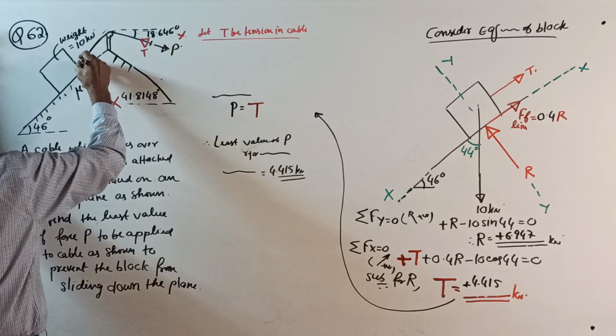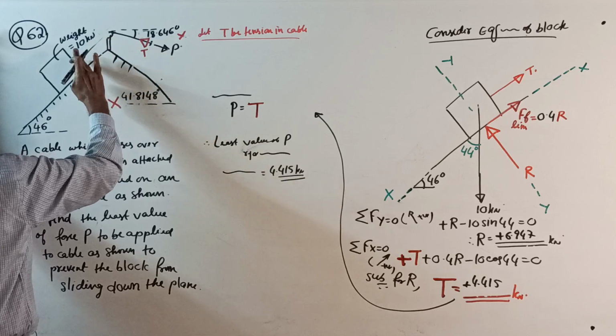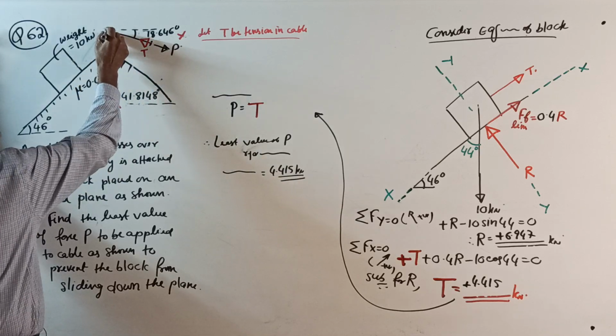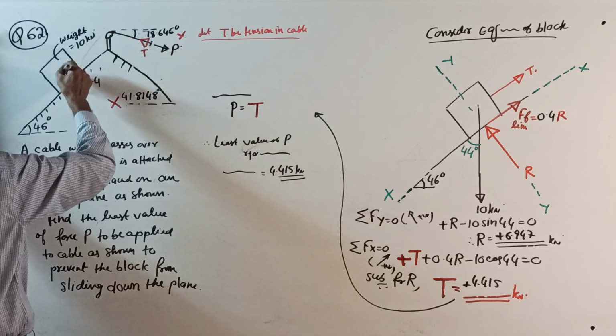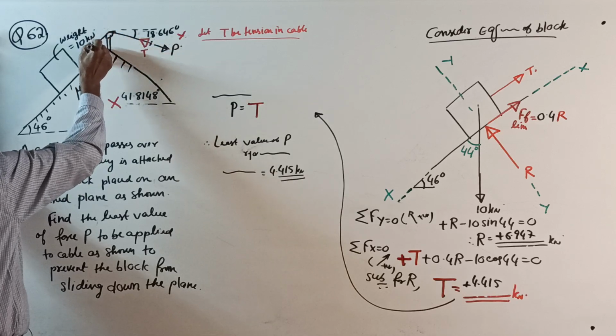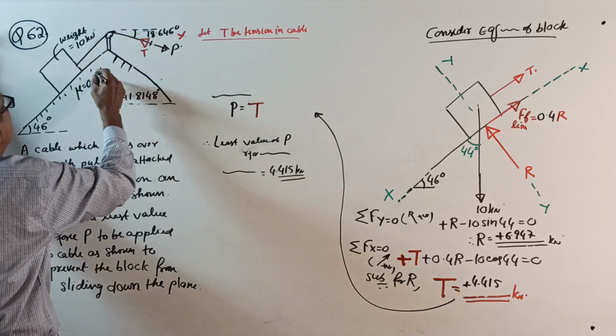If the cable goes this way, I'll write it neatly here. The cable is not attached parallel to the plane. It is inclined this way. Now they will give the angle here.